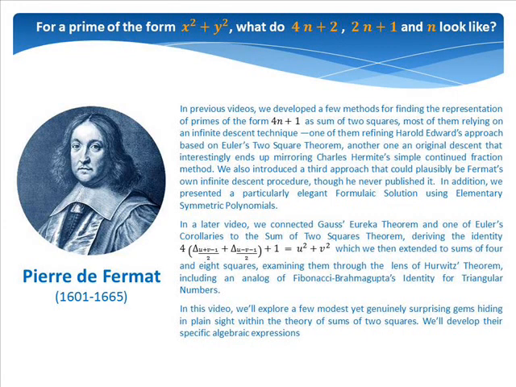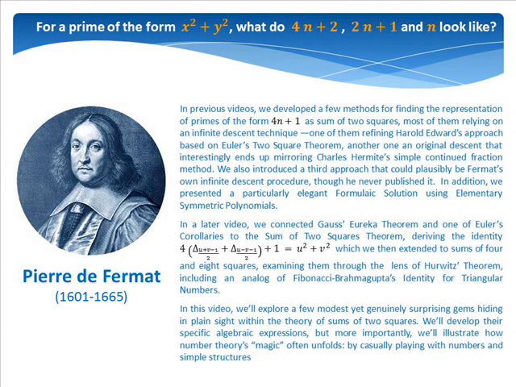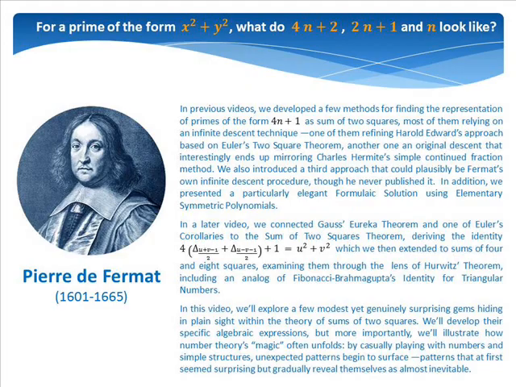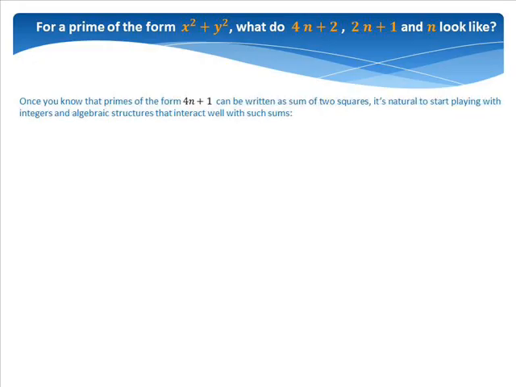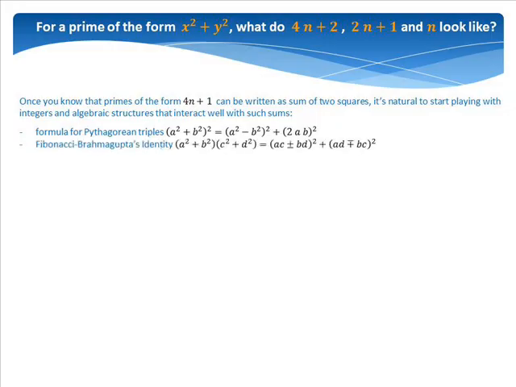We'll develop their specific algebraic expressions, but more importantly, we'll illustrate how number theory's magic often unfolds by casually playing with numbers and simple structures, and expected patterns begin to surface, patterns that at first seem surprising, but gradually reveal themselves as almost inevitable. Once you know that primes of the form 4n plus 1 can be written as sum of two squares, it's natural to start playing with integers and algebraic structures that interact well with such sums. That is, simple structures like the formula for Pythagorean triples or Fibonacci-Brahmagupta's identity.